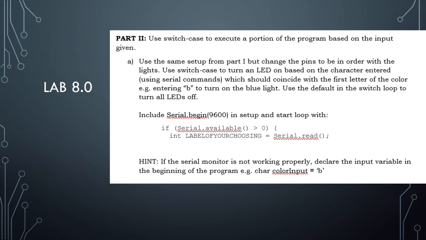And then just for an example, I remind you, if you enter a B, it should turn on the blue light. This is similar to the switch case example that we looked at before, where A, B, C, D, and E were turning on different LEDs. You're going to do something similar, but for this one, the letter should correspond to the name of the light. And then the default in your loop should turn all of your LEDs off. And then so here's a reminder just on how to start your loop and a couple things to double check if your serial monitor is not working properly.